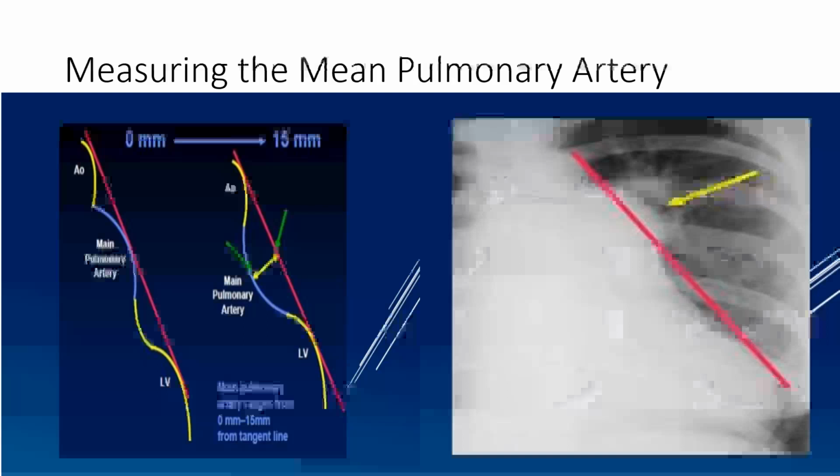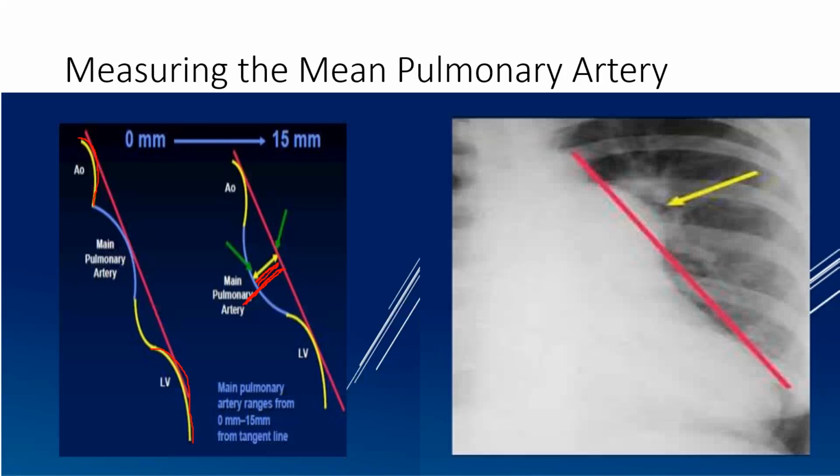Another important aspect is measurement of the mean pulmonary artery. This is done by drawing a tangent from the peak of the aortic knuckle to the LV apex, and then measuring the distance between the tangent and the mean pulmonary artery. Usually the distance is between 0 to 15 millimeters. A distance greater than 15 millimeters is usually because of a hypoplastic pulmonary artery or due to low flow, as in the case of tetralogy of Fallot. Another important reason why this distance might be increased is because of the increase in the aortic knuckle or because of LV prominence, as in the case of atherosclerosis or HCVD, that is hypertensive cardiovascular diseases.